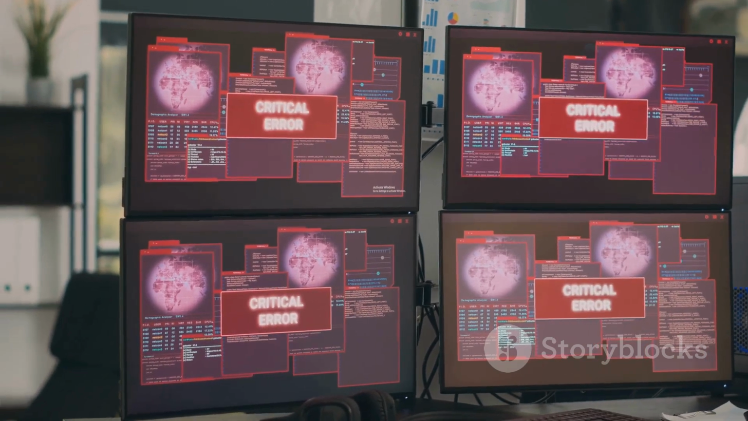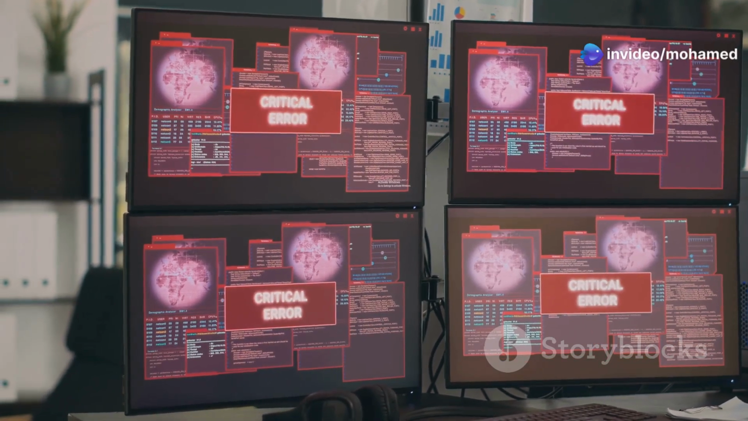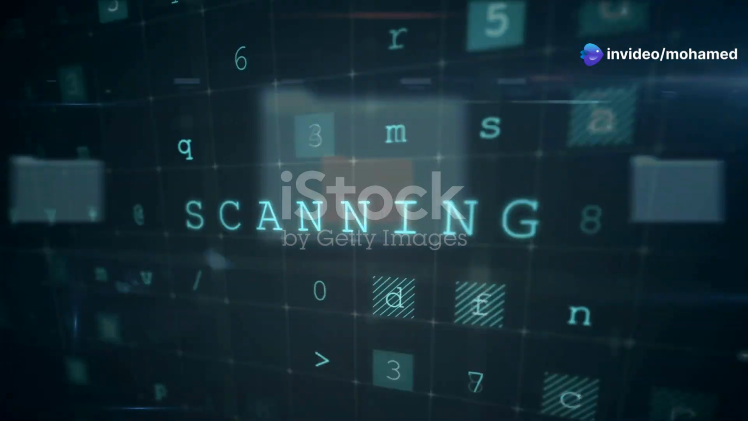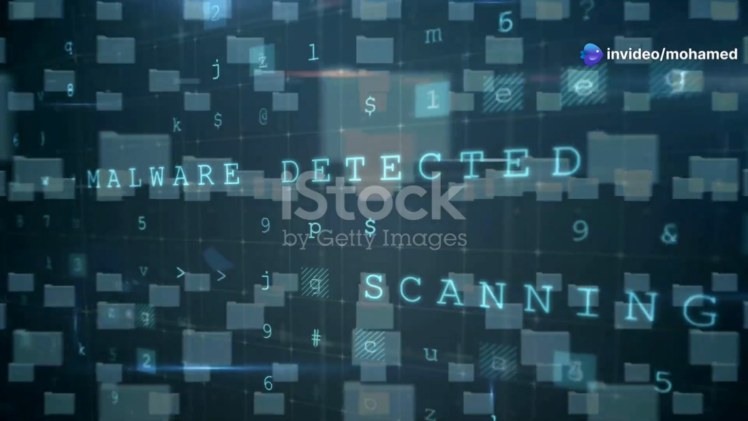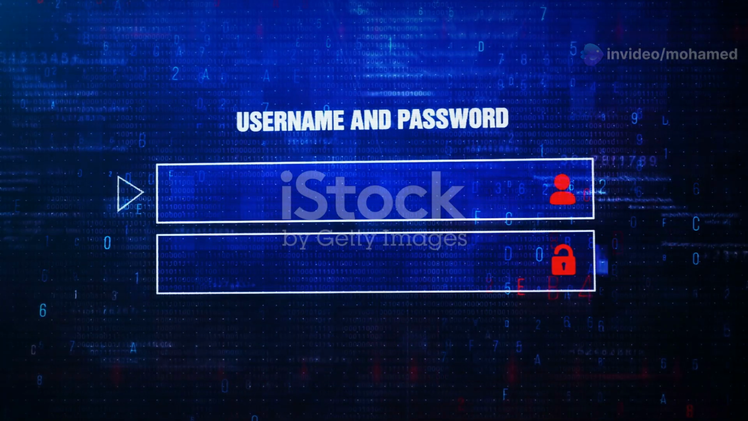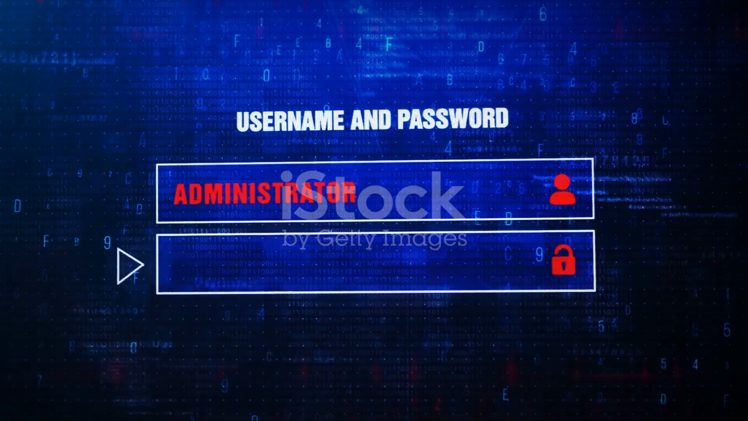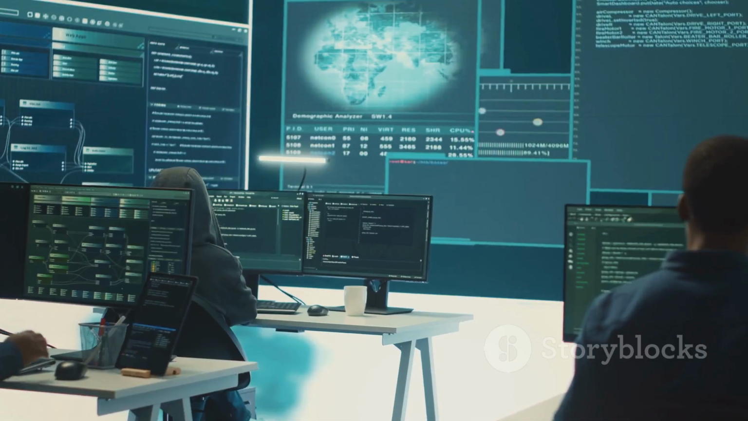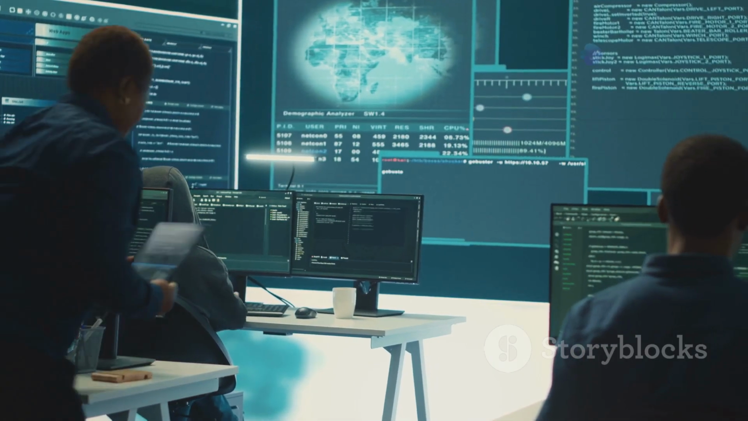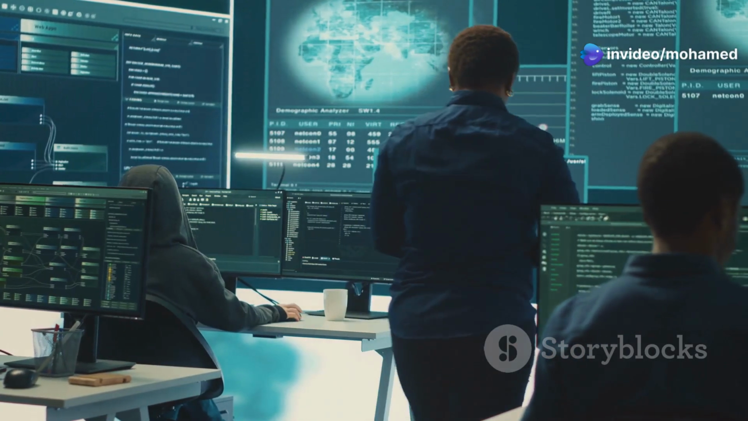Detecting and removing rootkits can be a challenging endeavor, but it's not impossible. Specialized rootkit scanners are your first line of defense. These tools are designed to identify known rootkit signatures and suspicious behavior. Think of them as digital detectives trained to spot the subtle clues that rootkits leave behind.